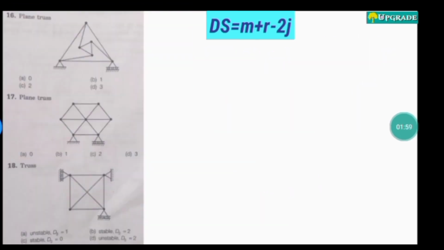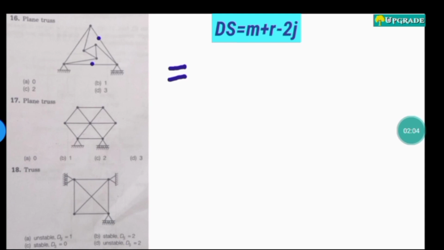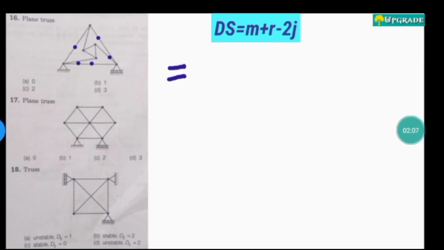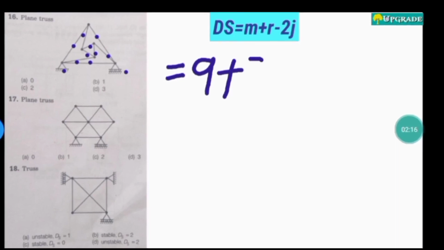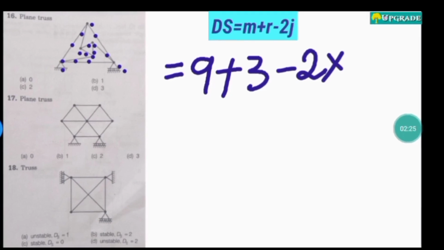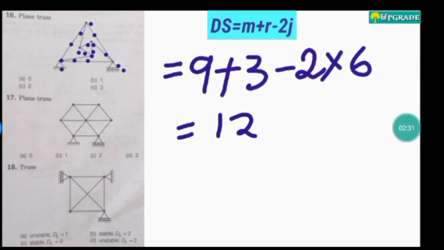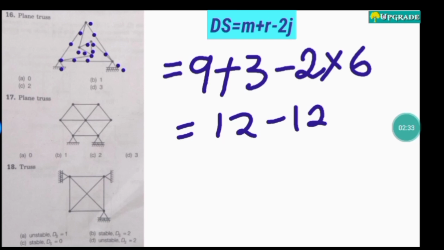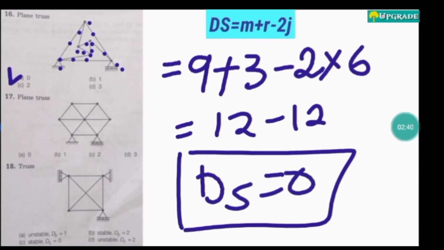Question number 16. Put the values. m is members, count the members: 1, 2, 3, 4, 5, 6, 7, 8, 9. So total 9 members. Plus reactions: 2 plus 1, that is 3. Minus 2 into the number of joints. Count the joints: 1, 2, 3, 4, 5, 6. So 9 plus 3 is 12, minus 2 times 6 is 12. So the DS value will become 0. So option A is correct.